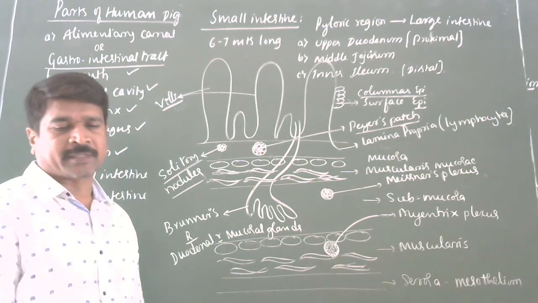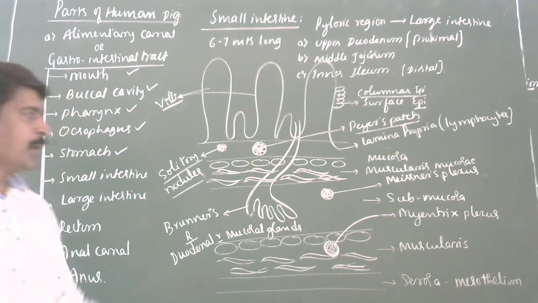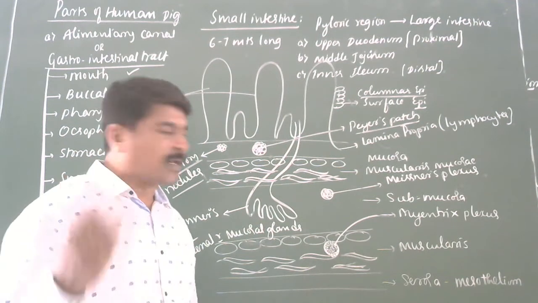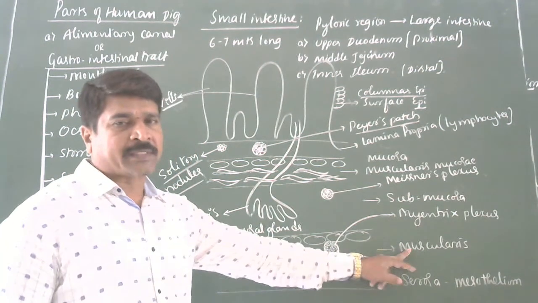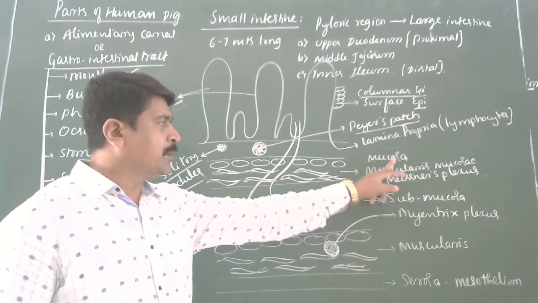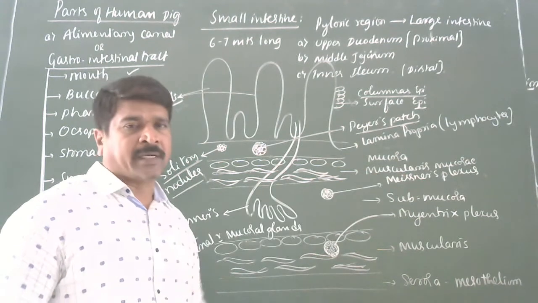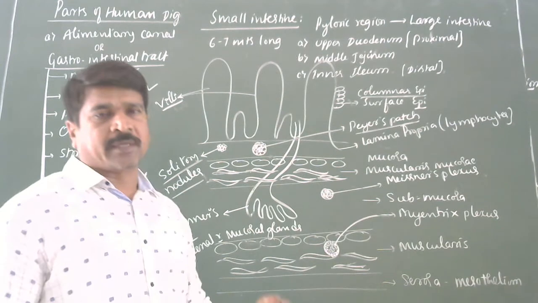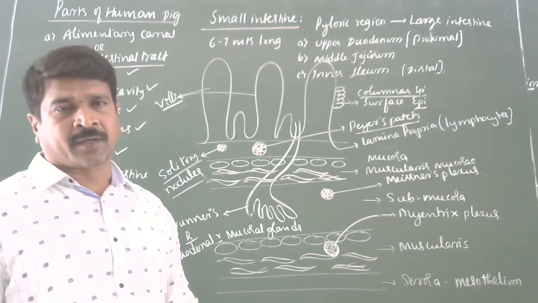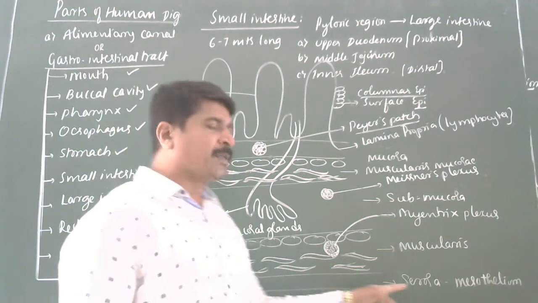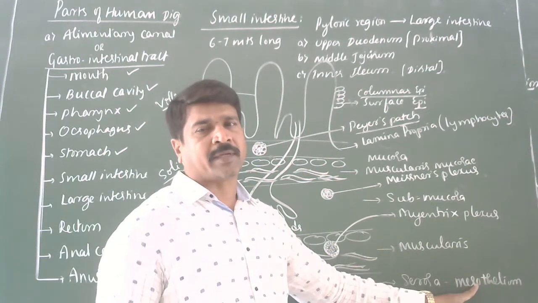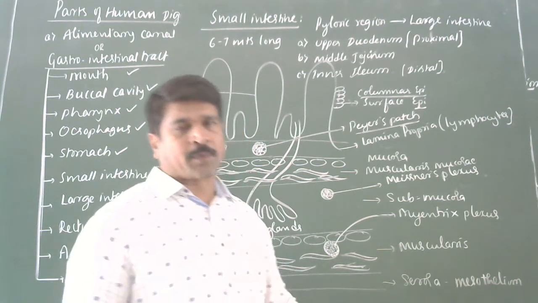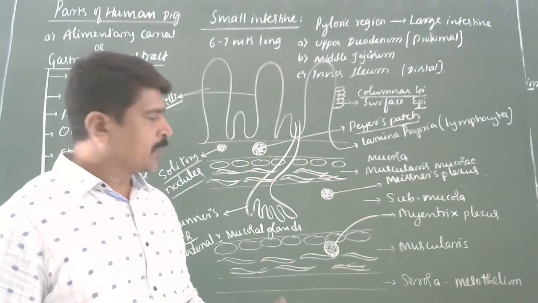Clear? I'll repeat once again. Look at the board, dear students. A transverse section of the small intestine shows four different layers: serosa, muscularis, submucosa, mucosa. Serosa is the outermost protective layer made up of loose areolar connective tissue covered by simple squamous epithelium called mesothelium. It always protects the underlying tissues.